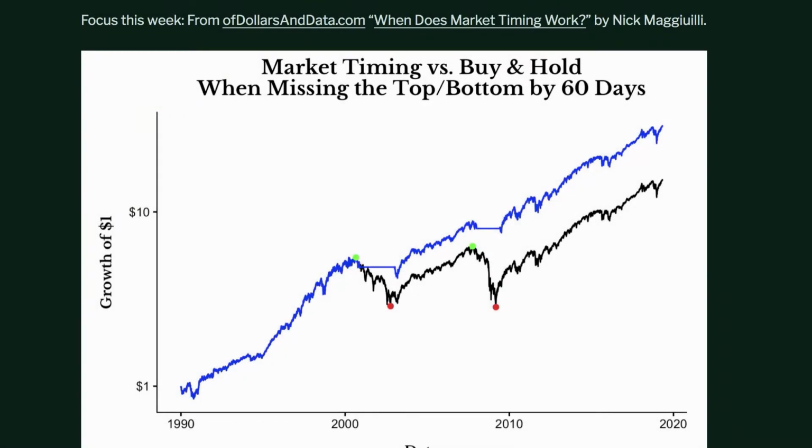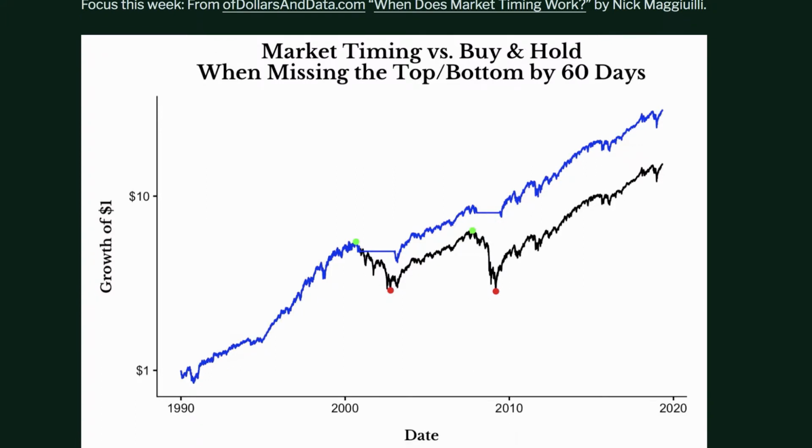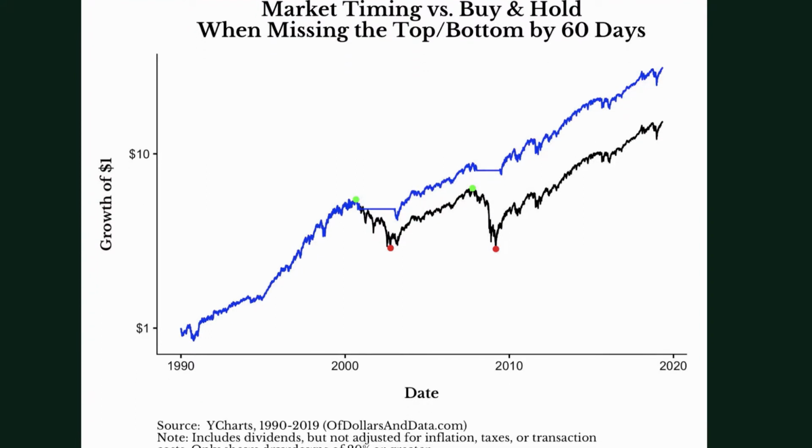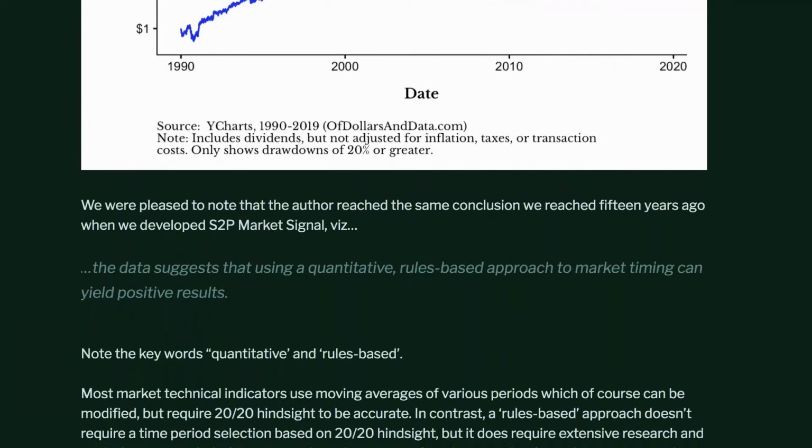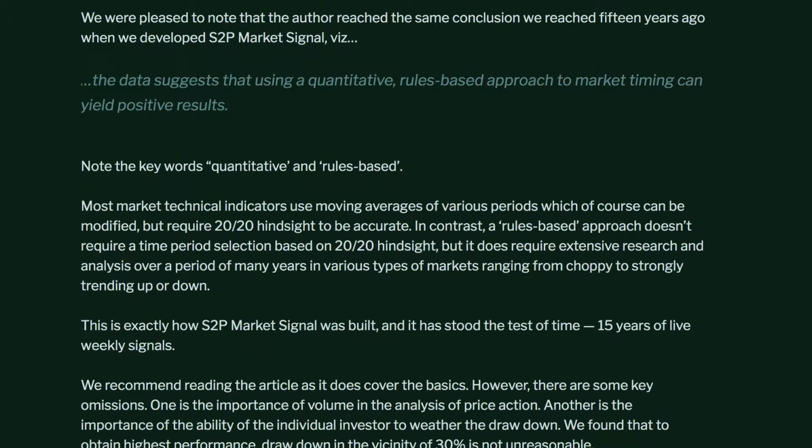Focus this week from ofdollarsandData.com, quote, "When does market timing work?" end quote, by Nick Maggiulli. Market timing versus buy and hold when missing the top or bottom by 60 days. We were pleased to note that the author reached the same conclusion we reached 15 years ago when we developed S2P market signal, viz., the data suggests that using a quantitative, rules-based approach to market timing can yield positive results.